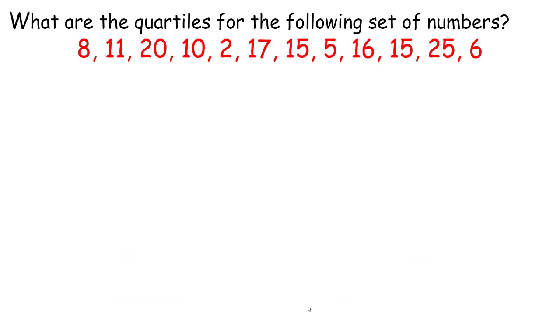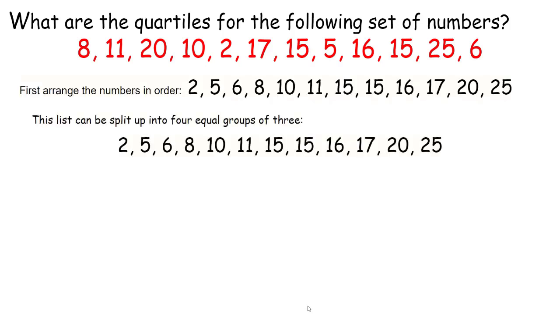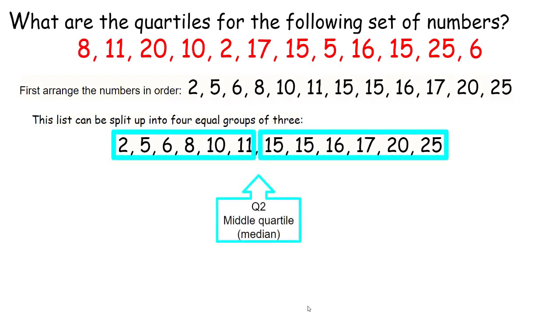What would be the quartiles for this following set of numbers? So remember, the first thing we want to do is to put those in order from smallest to largest, and we want to group 4 equal groups of 3. So our first thing is let's find the middle, the median. Notice I have 6 numbers in each group. There's my first split right there.